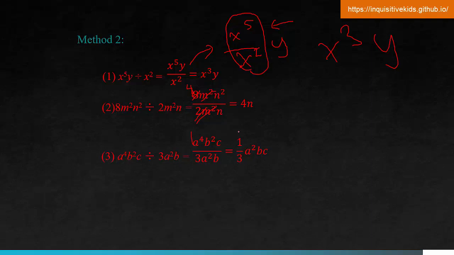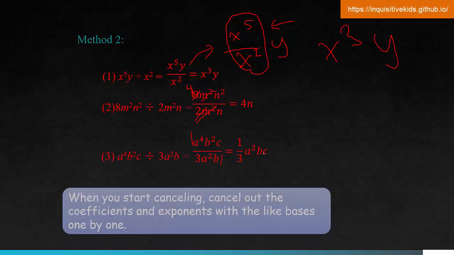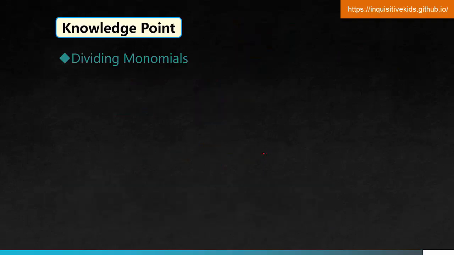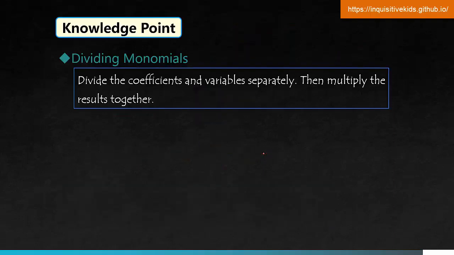A to the fourth power divided by a squared equals a squared. B squared divided by b equals b. And c is actually going to be divided by a 1 over here. So we're left with c. So when we start canceling, notice how I canceled out the coefficients first, then the exponents with the like bases. Again, we divide the coefficients and the variables with the like bases separately, and then we put the results together.